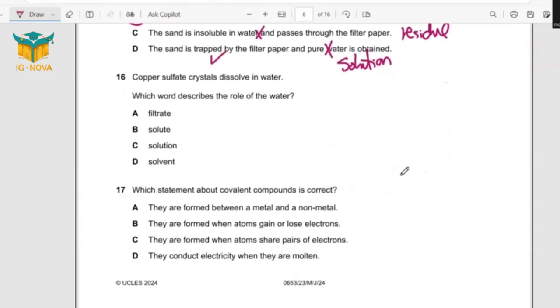Copper sulfate crystals dissolve in water. Which word describes the role of water? Solvent.